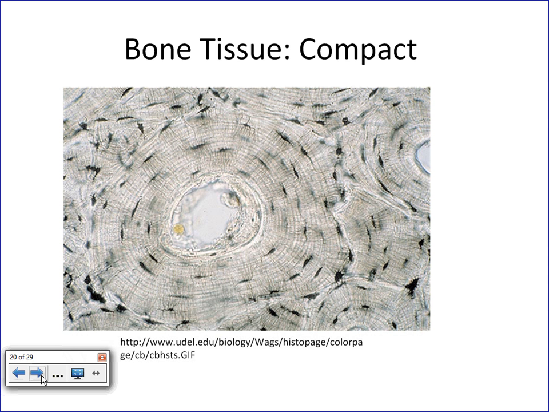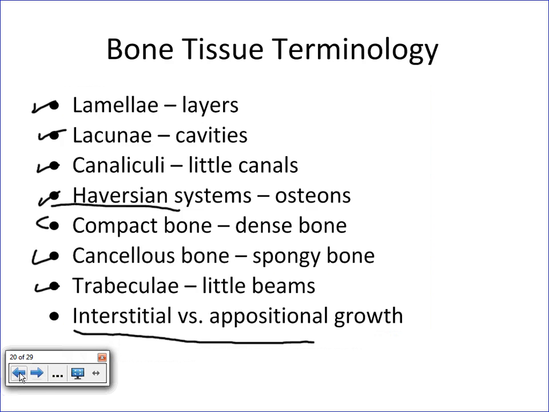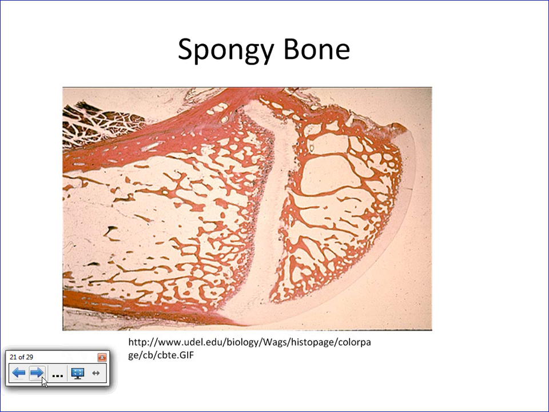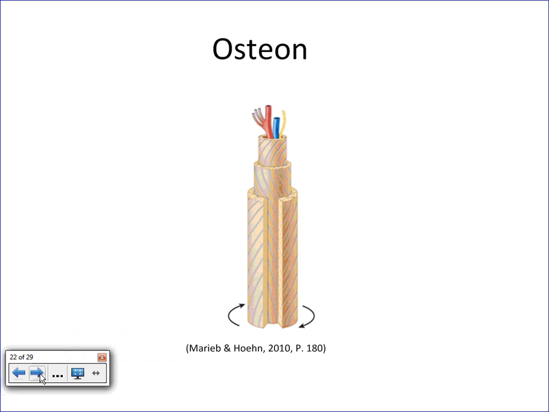So if we want to take a look at compact bone, I want to jump ahead a little bit to this picture. What you're going to see here are layers of bone developed around blood vessels and nerves. Basically these circular layers of bone that develop around these blood vessels and nerves, one singular circle around here and all the matrix and tissue around it, is what's called an osteon. That's essentially what an osteon is.